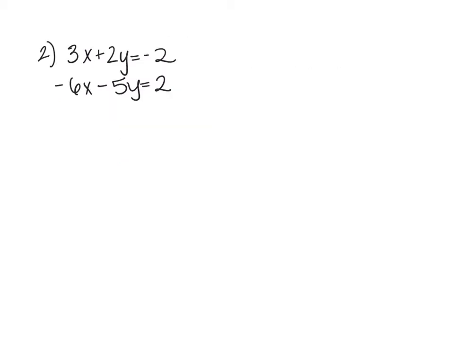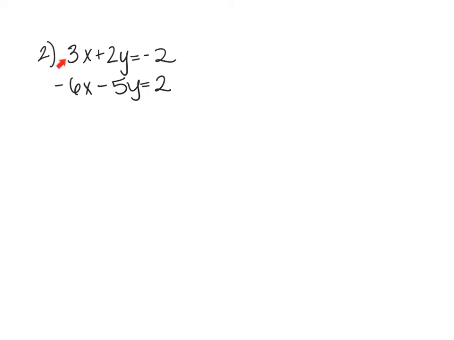Now here's one where I don't have that set up to where I can immediately eliminate one of the variables. So I have two options. I can look at the x, my numbers are 6 and 3, or I can look at my y, 2 and 5. So when I see 2 and 5, I see that they have no common factors. So I'm going to have to multiply both equations to eliminate the y.